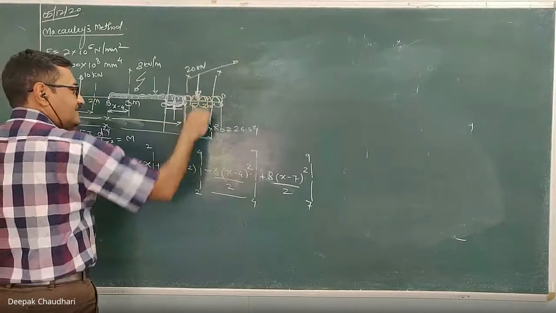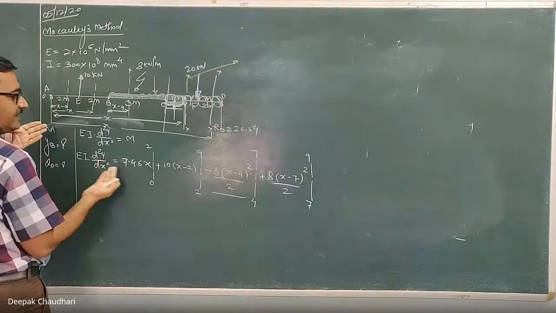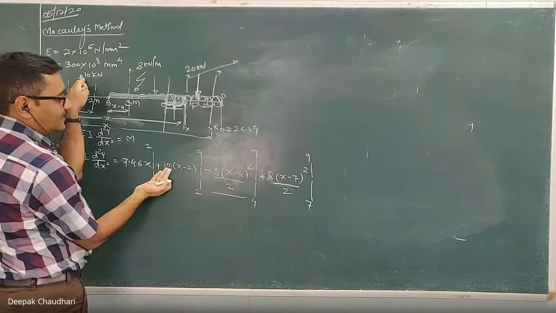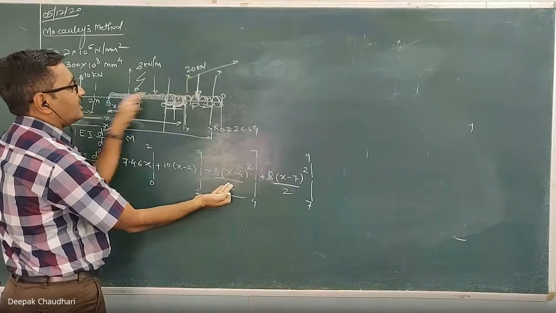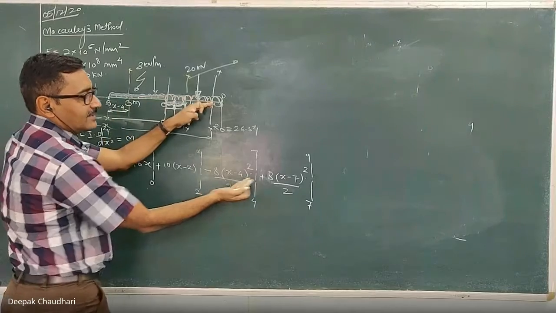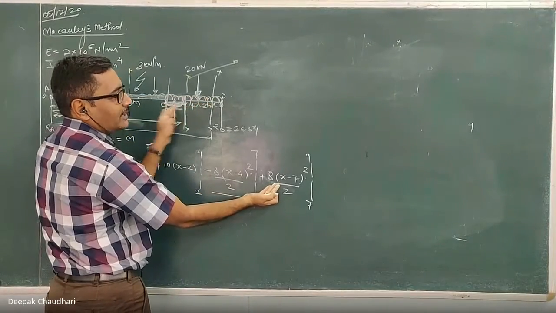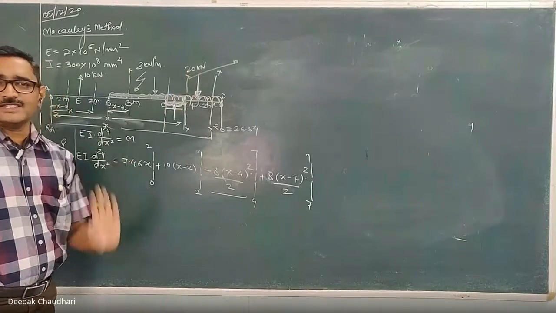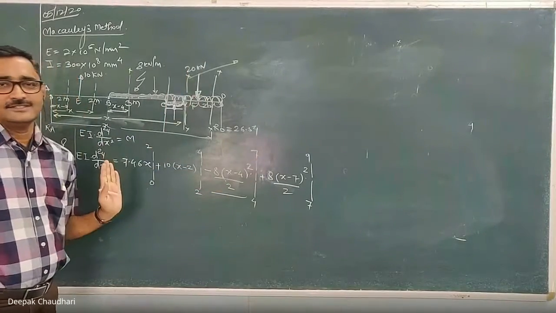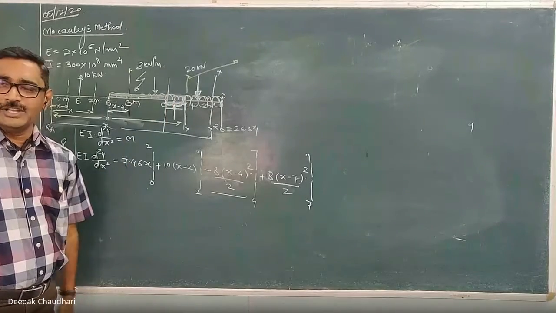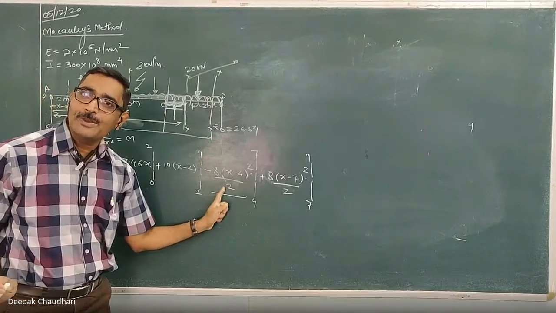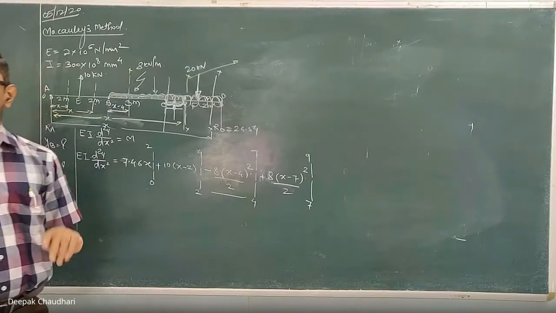Now, if I take this section, which is again at a distance of x, this is the moment produced by this RA, this is the moment produced by this 10, this is the moment produced by this downward UDL, and this is the moment produced by this upward UDL. The same equation is valid for this section as well as for this section. These two terms are valid because we added that UDL. If we had not added that UDL, this term would not be valid for that.